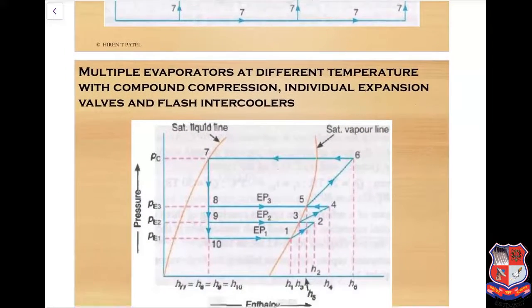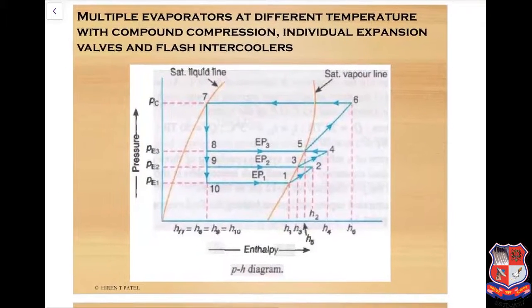So if we see on the pH chart here, the refrigerant supplied to the compressor is saturated vapor only. The benefit of this refrigeration system is that the compressor has to do less work compared to the previous system, so the size of the compressor can be reduced, and ultimately the initial cost can be reduced.